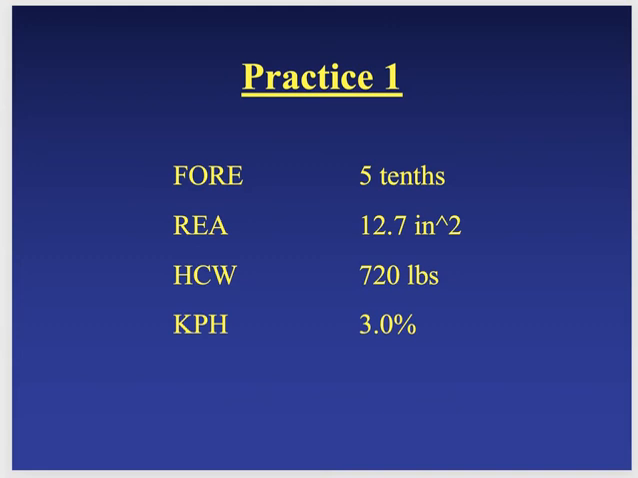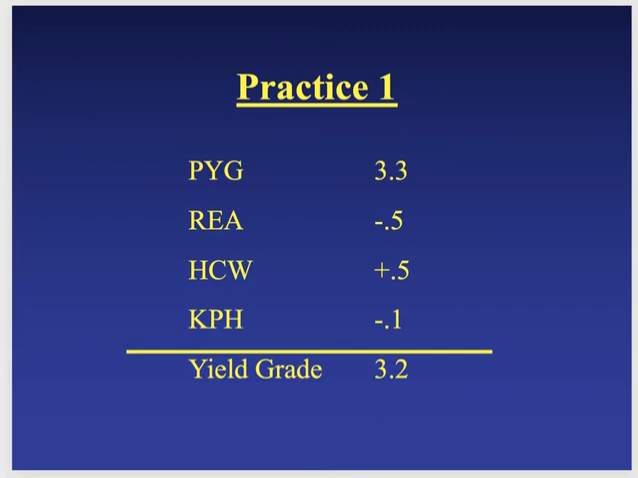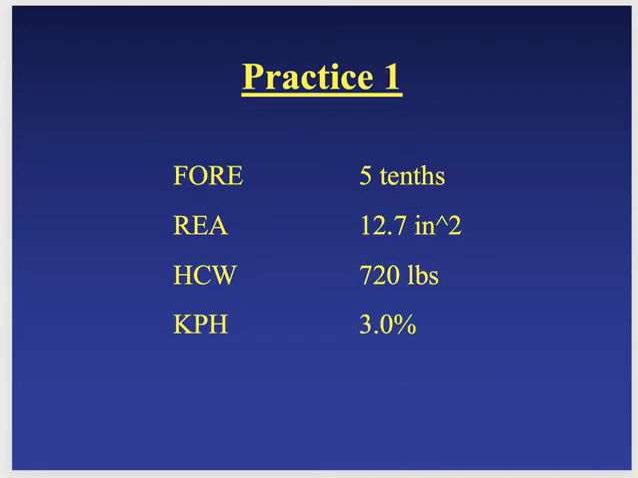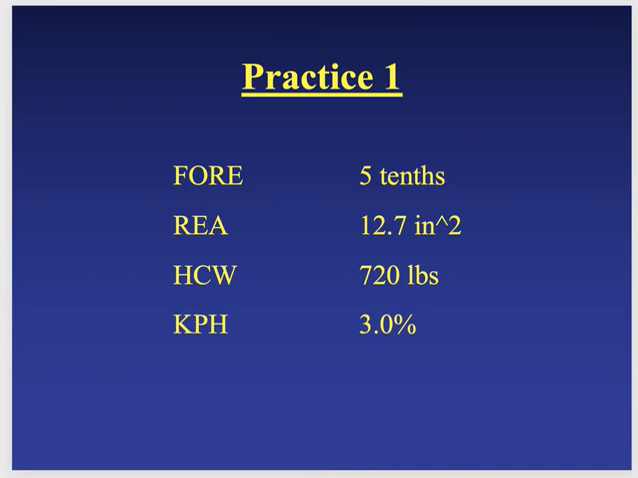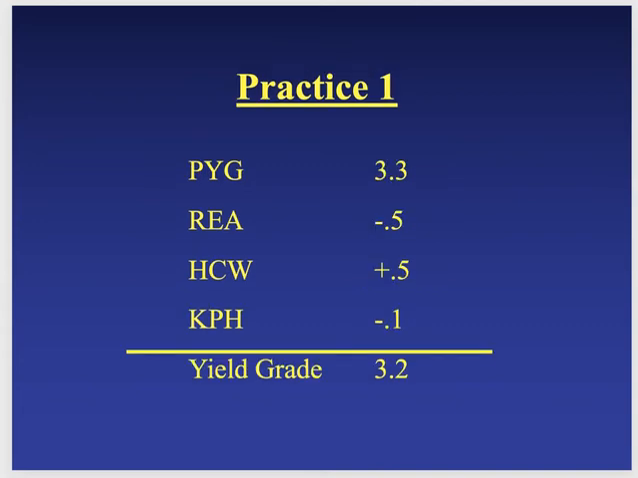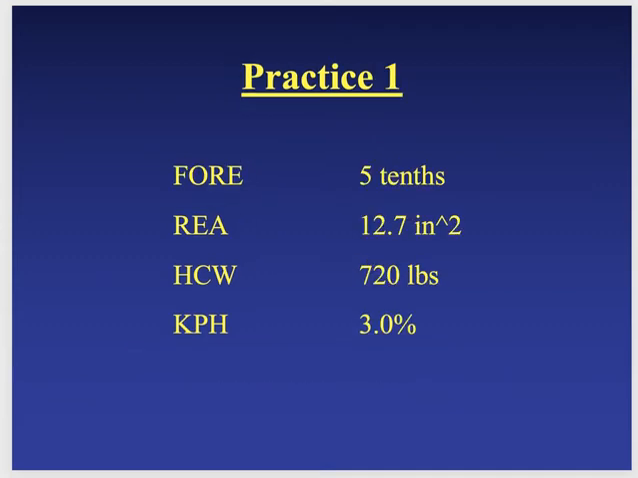All right, so if we take all those numbers and think about all of our adjustments we talked about before, and put numbers next to those, here's what we end up with. We end up with a PYG of 3.3, a ribeye area of minus 0.5. We have to remember that it had a larger ribeye, so that carcass is going to be a little leaner. Hot carcass weight of 0.5. If we toggle back, 725 pounds, so a lot heavier type carcass. And if we look at the KPH, 3%, pretty standard for the industry at 2 to 3%.